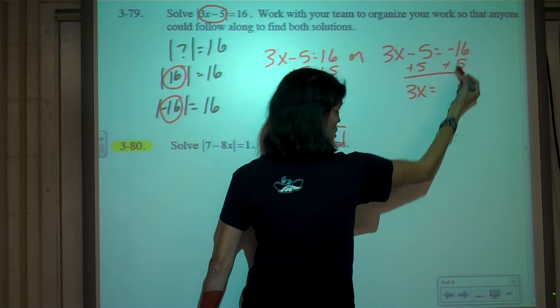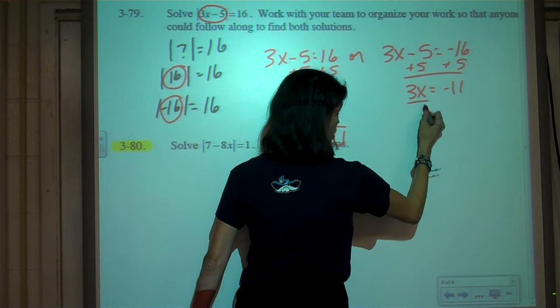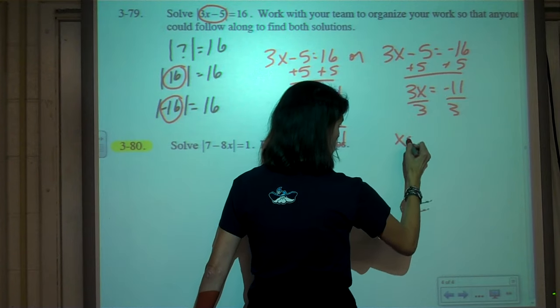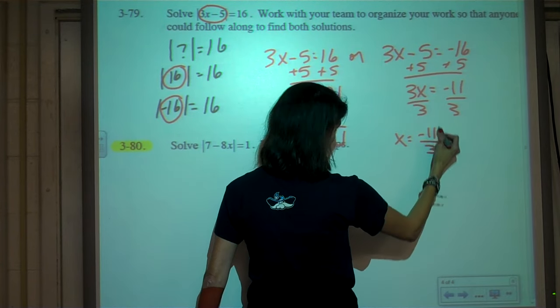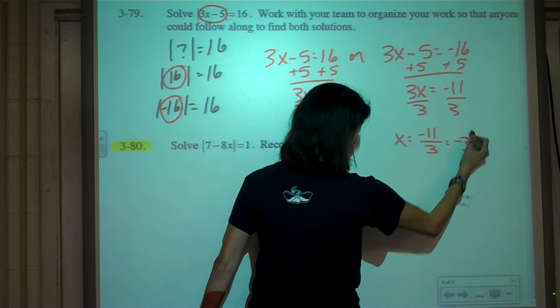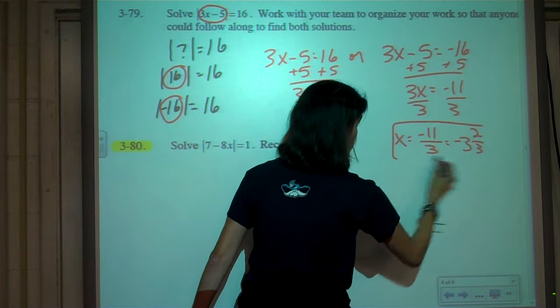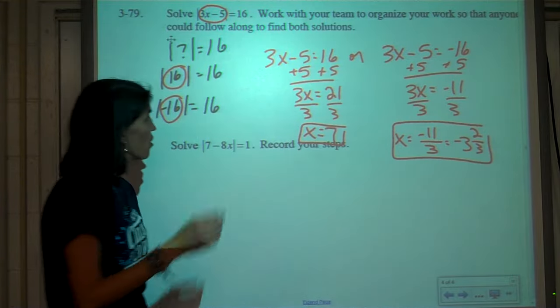If I borrow $16, pay you back 5, I owe you 11. The other answer is negative 11 thirds, and I have no idea what the decimal equivalent to that is. Negative 3 2/3 maybe? Or negative 3.6 repeating.